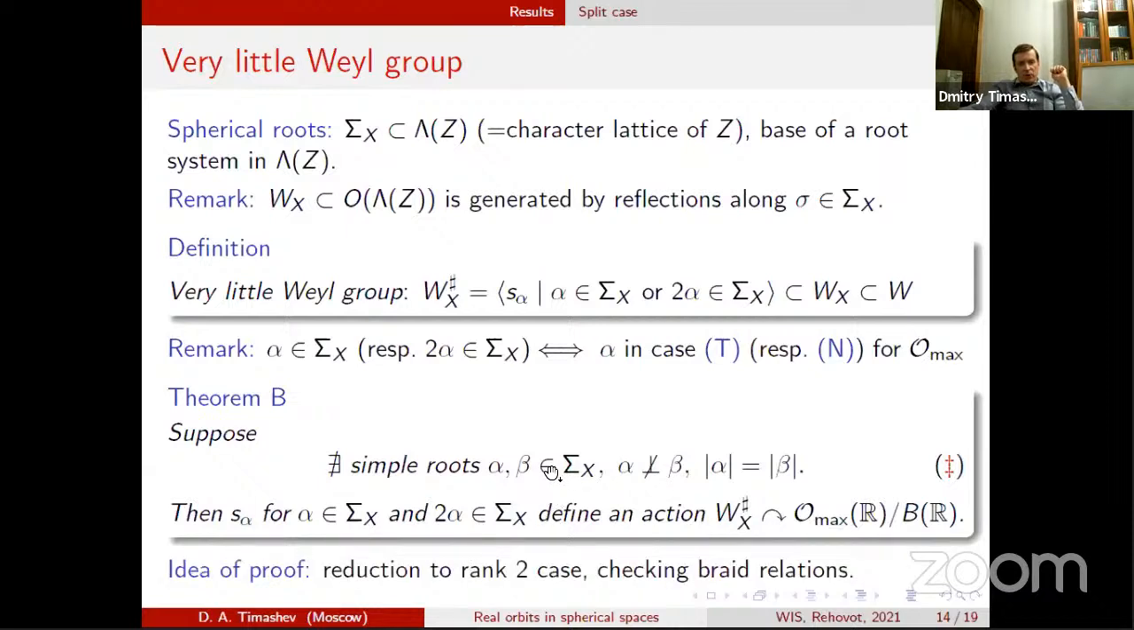Here, the idea of proof is quite straightforward. We make some reductions to the rank 2 case, and then we just check in the remaining cases, which are classified, the braid relations. Well, with some simplifications, but basically the proof is based on classification. So it is not as conceptual as the proof of theorem A.